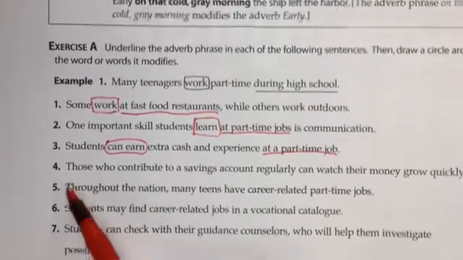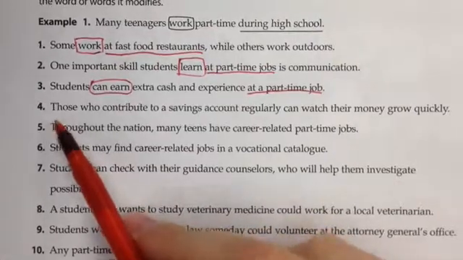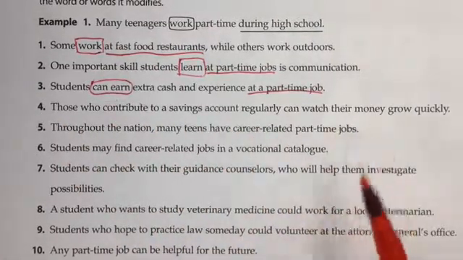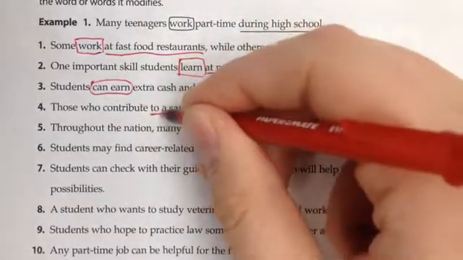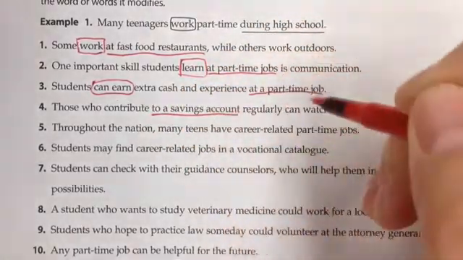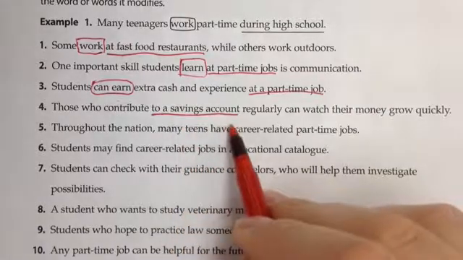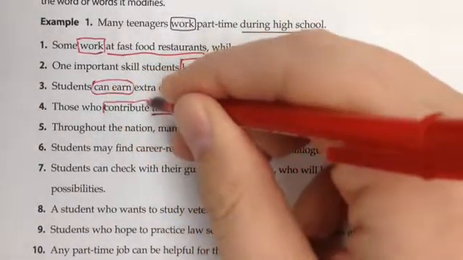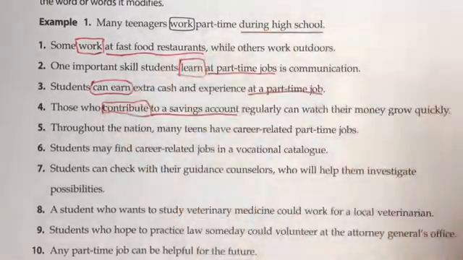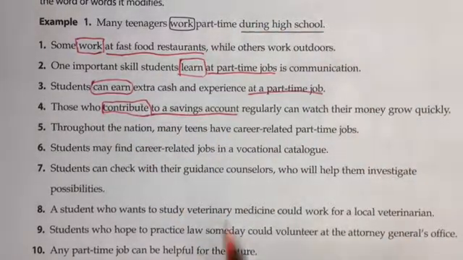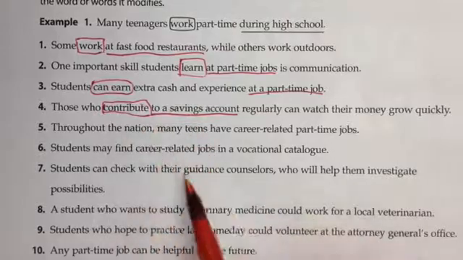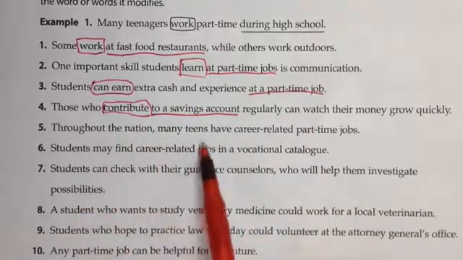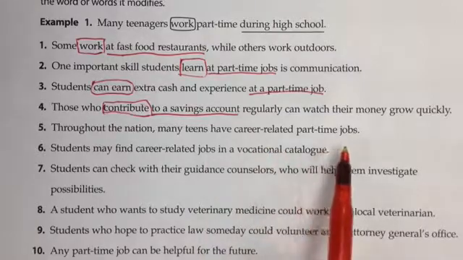Number 4, those who contribute to a savings account regularly can watch their money grow quickly. To is a preposition, and a savings account is the object of that preposition. This makes our prepositional phrase, and this prepositional phrase describes the word contribute. That tells us where they contribute. 5. Throughout the nation, many teens have career-related part-time jobs.